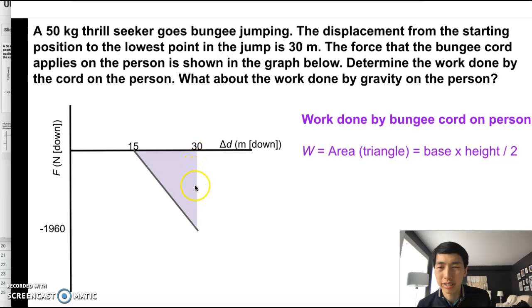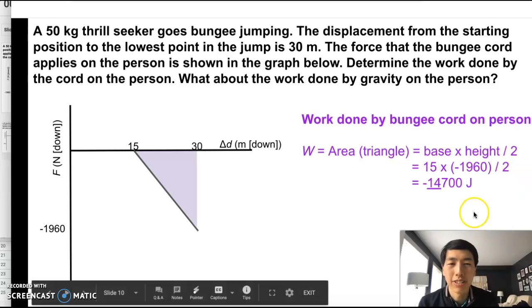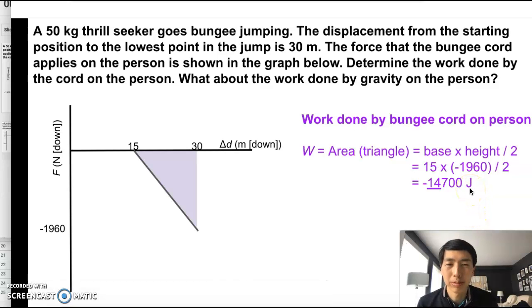The height of this triangle, well, it goes from 0 down to negative 1,960. So the height of this triangle would be negative 1,960 newtons. So you fill those in, base times height divided by 2, to get the area of a triangle. Get in the calculator, and I come up with negative 14,700. And the units of work are joules. And there's no direction in my answer because work is a scalar. Work is a scalar, not a vector.